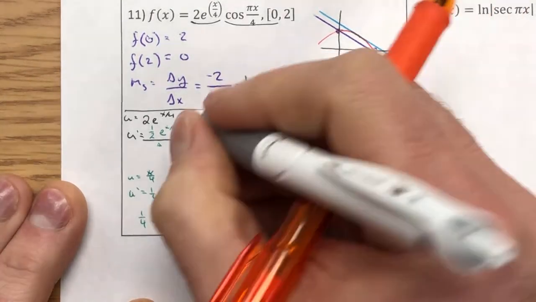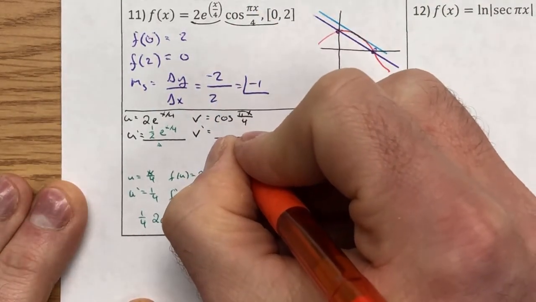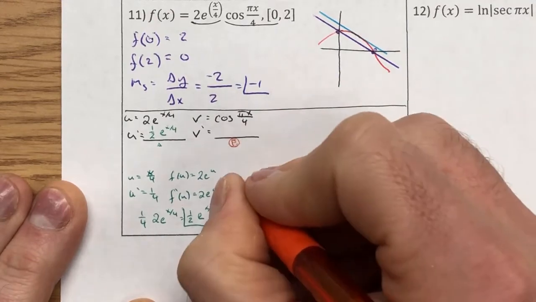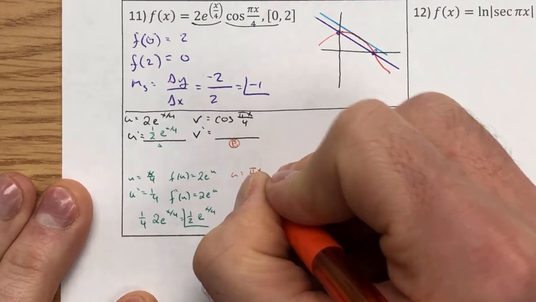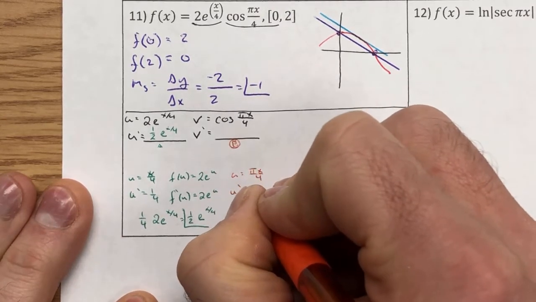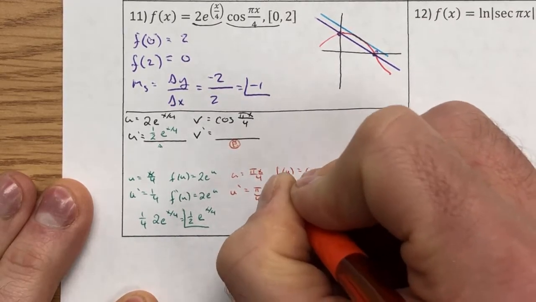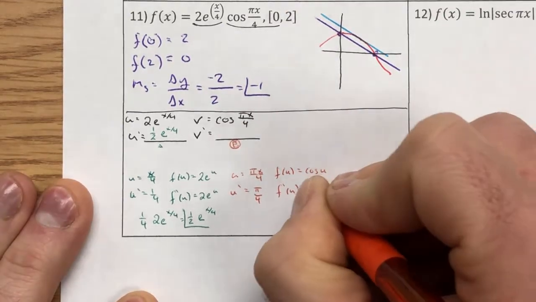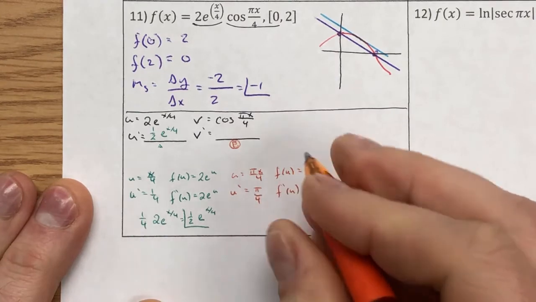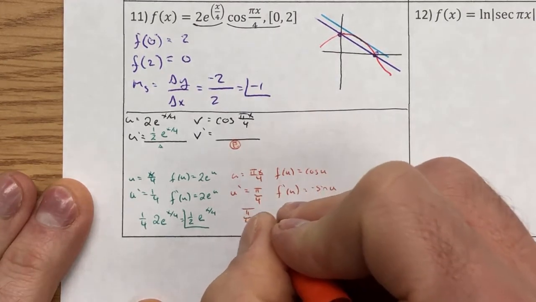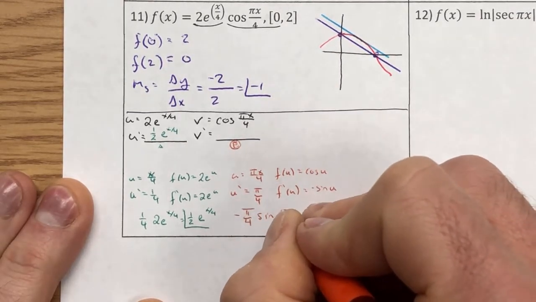Okay. Same thing right here. To find the derivative of my v, I'm going to need to do another subroutine. Let's come over here. If I say u is equal to pi x over 4, u prime is pi over 4. f of u would be the cosine of u, so f prime of u would be negative sine. Awesome. So that would be pi over 4 times negative sine of pi over 4 x.